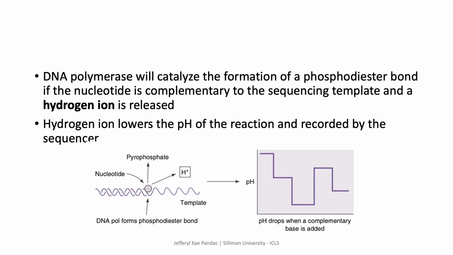The captured fragments are then subjected to the addition of nucleotides in a predetermined order. If the nucleotide is complementary to the sequencing template, DNA polymerase will catalyze the formation of a phosphodiester bond. A hydrogen ion is released upon formation of the phosphodiester bond. The hydrogen ion will lower the pH of the reaction by a specific amount that is recorded by the sequencer.